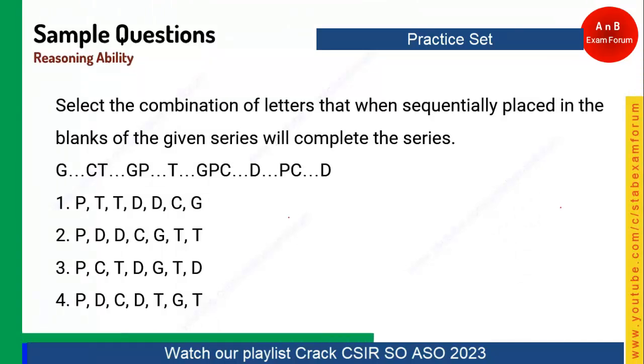You can answer in the chat box. Okay, 10 seconds is up. Student, time flies like anything in exam, so you need to speed up your answering.